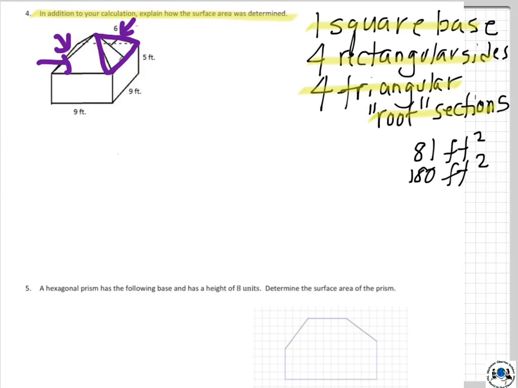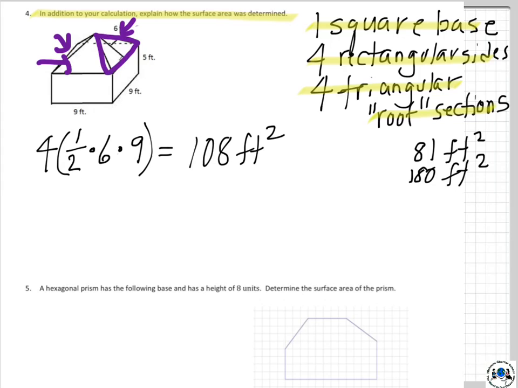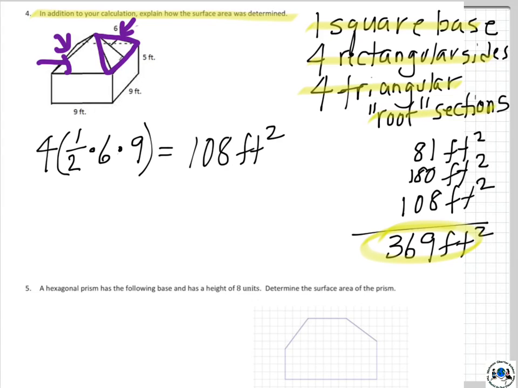And you can see we have a base of 9, and then we have a height of 6. Therefore we have 4 of those, 1/2 base times height, which is 1/2 times 6 times 9, so that equals a total of 108 square feet. Add them all up, and we get a grand total of 369 square feet of surface area in that house, okay? Alrighty, here we go.